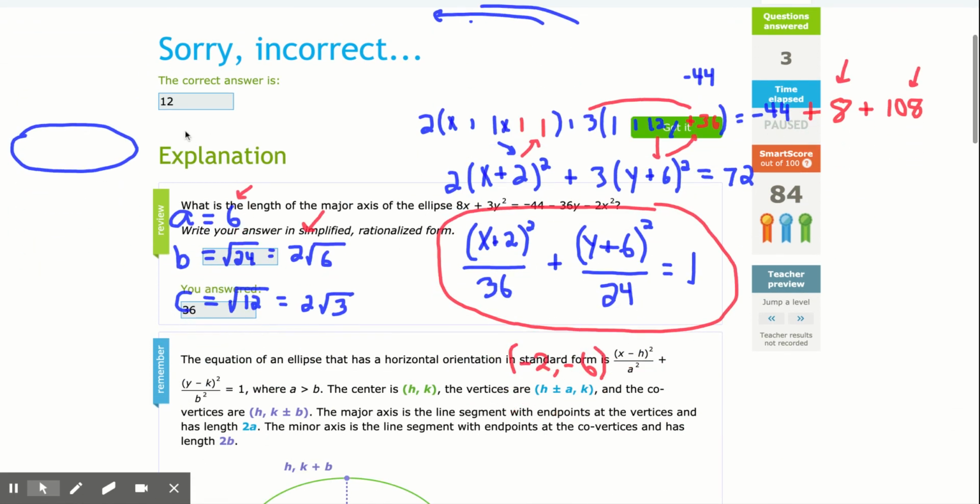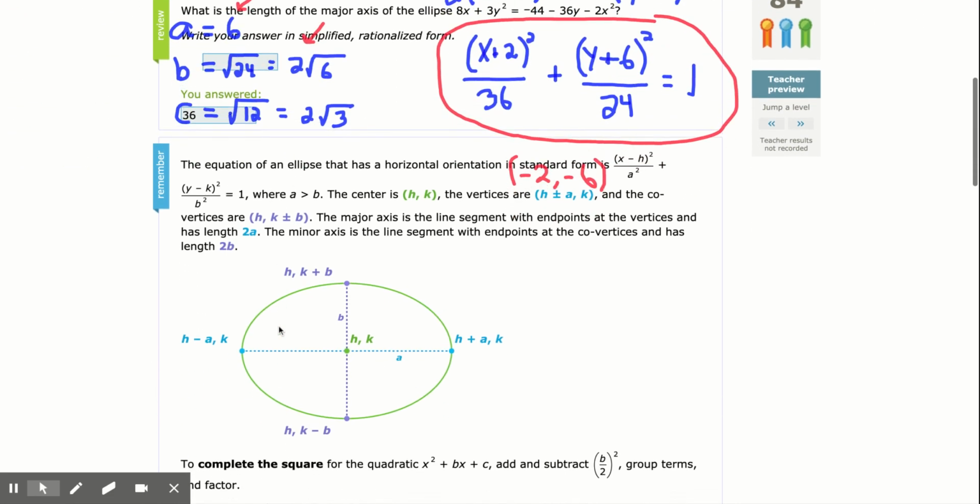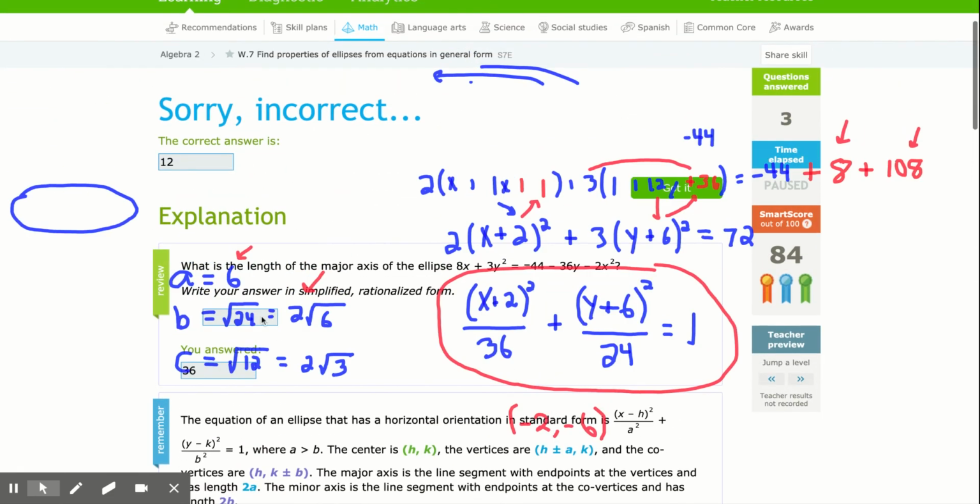It's not 36, it's 12. I can double 6. Double 6 is 12, not 36. I squared it. That was my simple mistake. Doubling does not mean square.